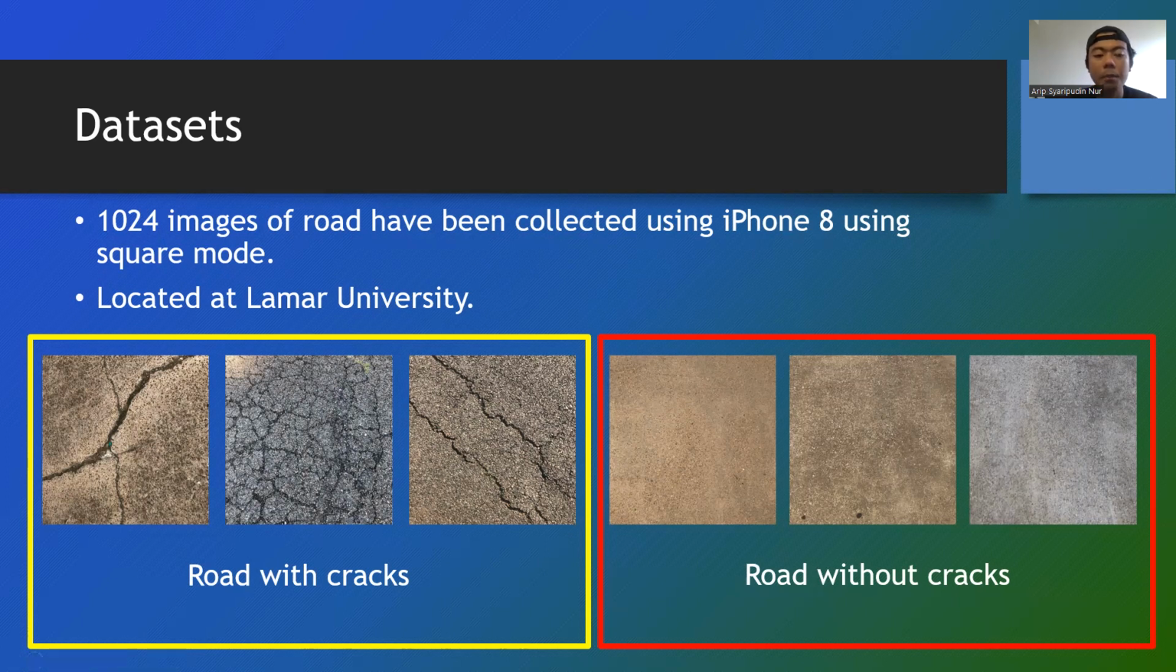The road can be pavement or asphalt, but here we focus on road with cracks or road without cracks.